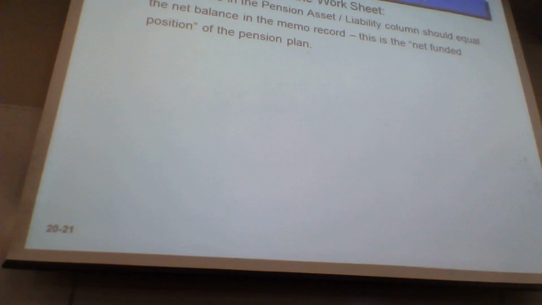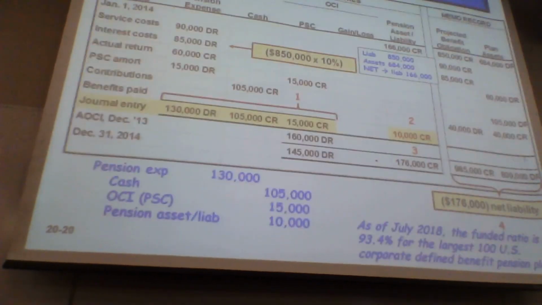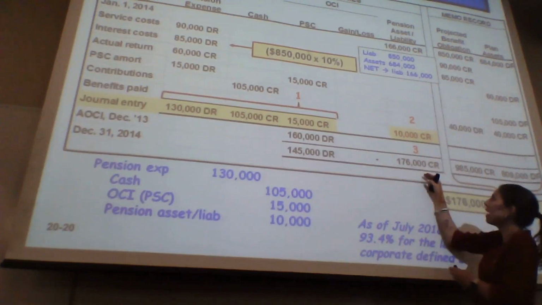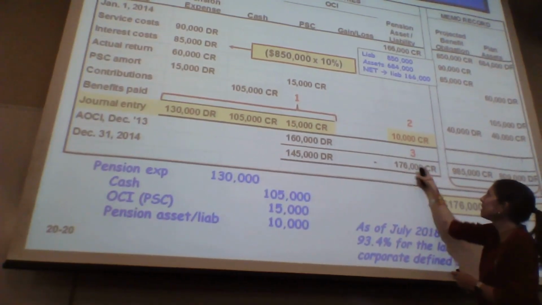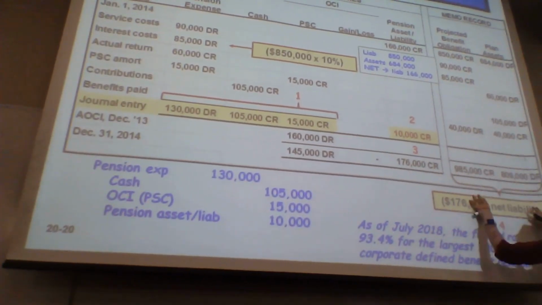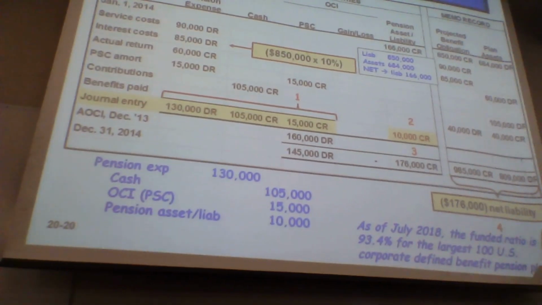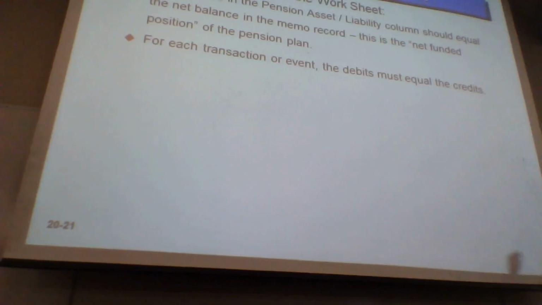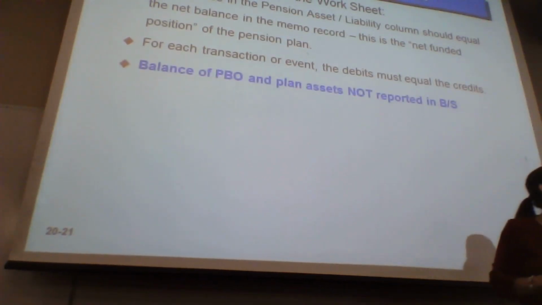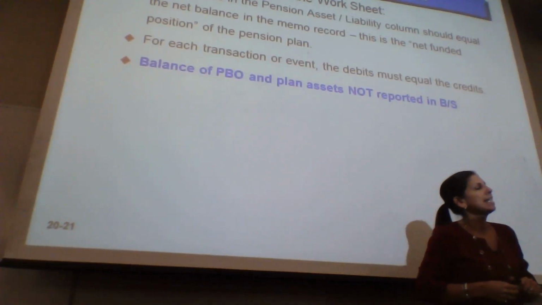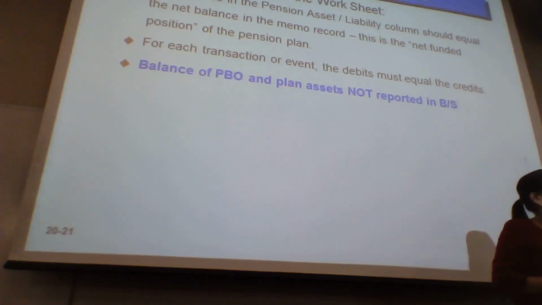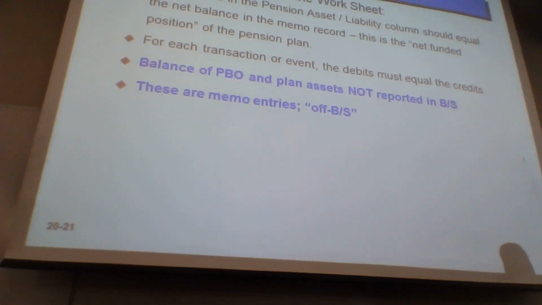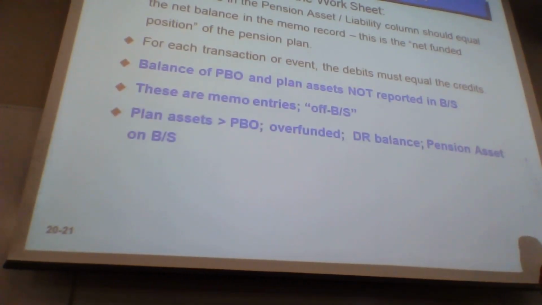All right, a few notes about the worksheet. The balance in that pension asset liability column should equal the net balance. So what I said in the end here, we can tie this all out to see, does this balance tie to the memo record balance of the net asset or liability? That should tie. For each transaction or event, debits have to equal credits. The balance of the PBO and plan assets, as I mentioned, are not reported in the company's balance sheet. Their memo entries are considered off balance sheet.